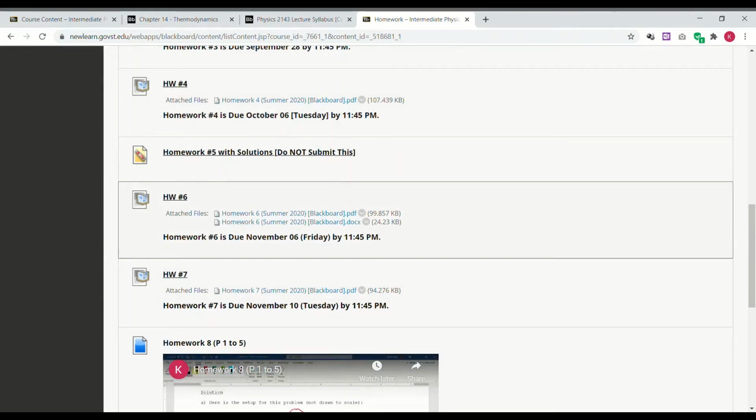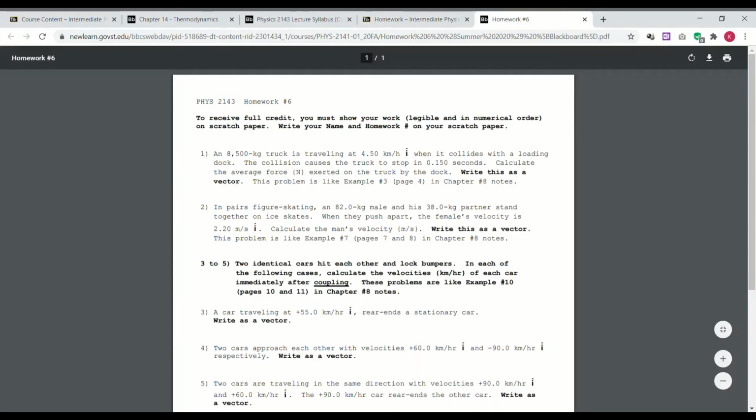So this is homework number 6. What will happen is these are assignments. Now I have two versions. I have one that's a PDF and one that's a Word document. I only need one version, okay? I put the two versions because some students like one type of version, some students like another type.